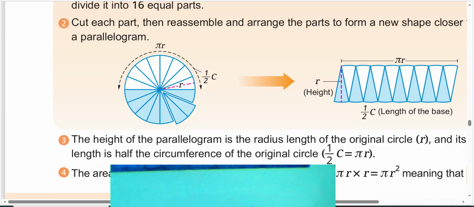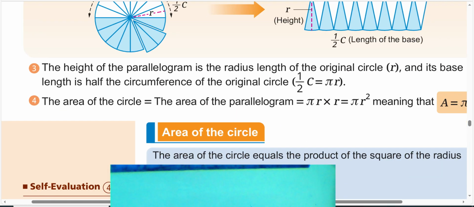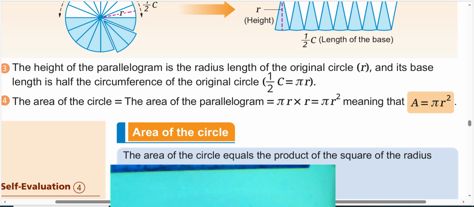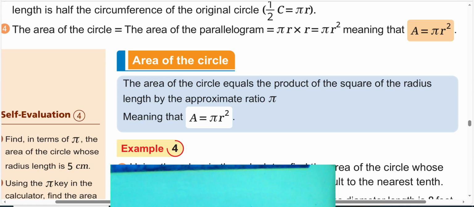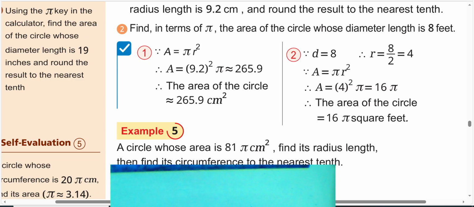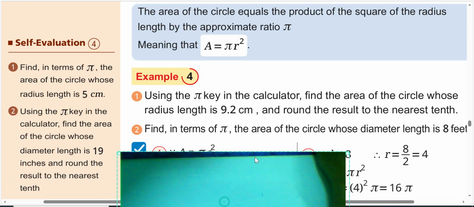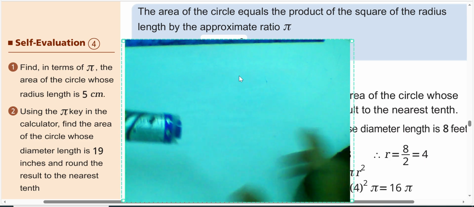Practice here. We can find the area equals pi r power 2. The area of a circle is pi r squared, where r is the radius of the circle. Example number 3, you can read it, okay? Number 4, I will solve with you number 4, self-evaluation number 1.